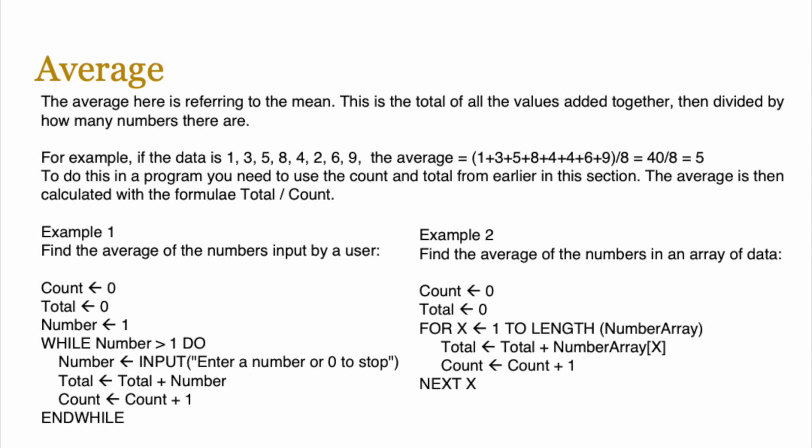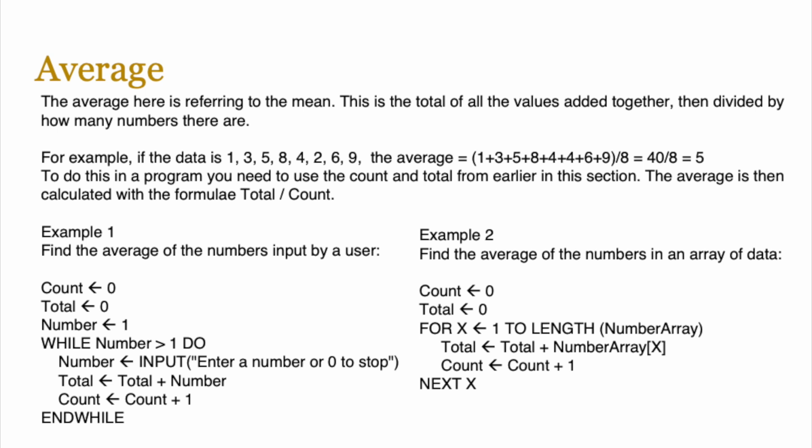So what you normally do is you total all the values there are in a set, and for each value that you're adding to the total, you simply increment the count by 1. And then once the loop is finished and you totaled everything and you counted how many values there were, you can then output total divided by count to work out what the average is.